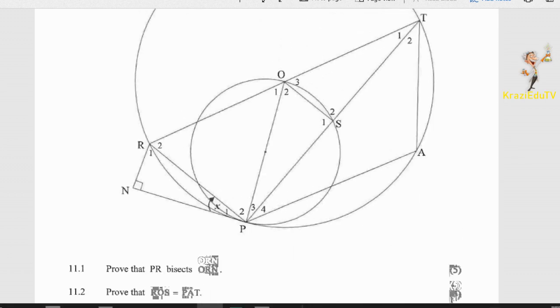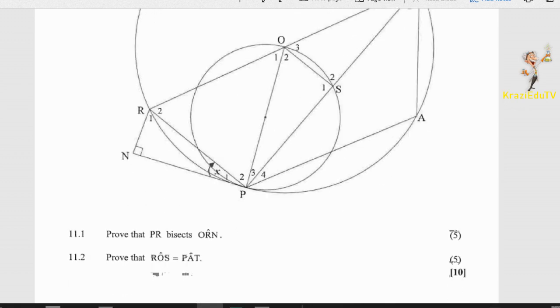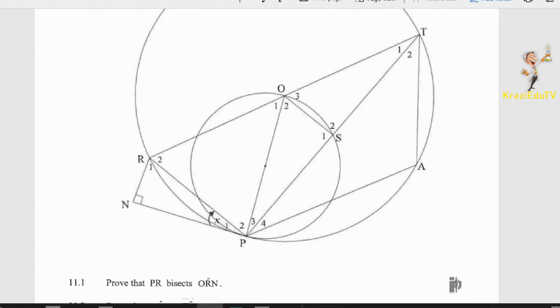Prove that PR bisects angle ORN and prove that. Okay. Alright, let's start by doing something here. They've given us a diameter.